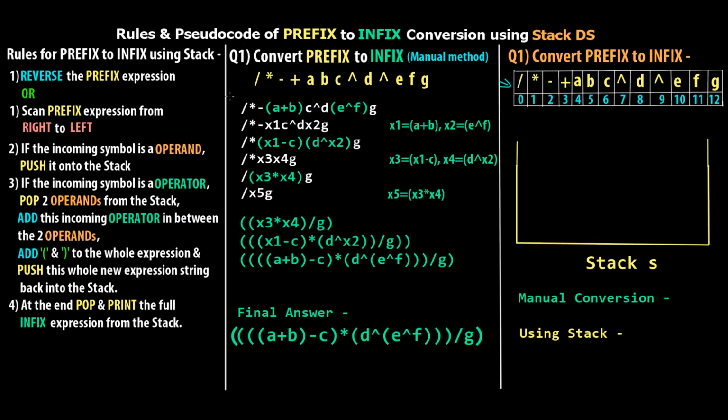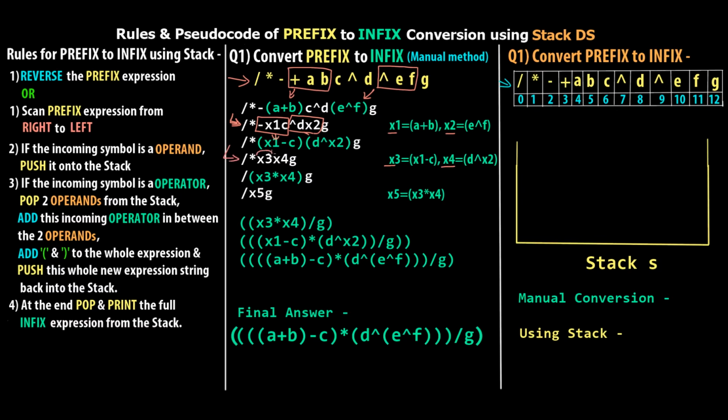But anyways, when we convert this prefix expression in yellow to its appropriate infix format, this is how we progress. So first this plus ab will be converted to its appropriate infix format, and this raised to ef will be converted to its appropriate infix format. Then we will assume both of them as x1 and x2. So this is how the expression would look like. Then minus x1c will be converted and raised to dx2 will be converted to its appropriate infix format. Again we will assume them as x3 and x4. So this is what we get.